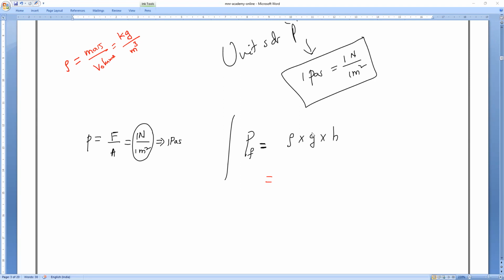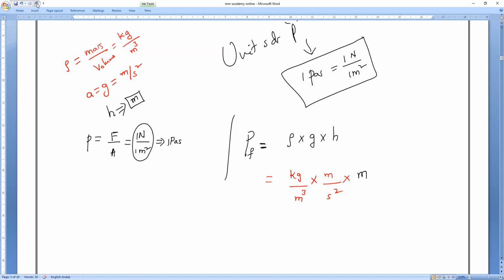Gokul, make attention. Next. So now, density unit. What is the unit of density? Everybody, make it quick, guys. Kilogram per cubic meter, into. What is the unit of g? Acceleration due to gravity, meter per second square, into. What is the unit of h? Height. Meters.